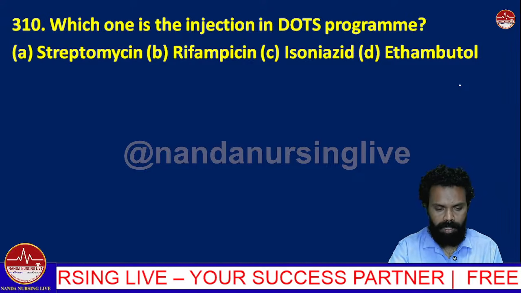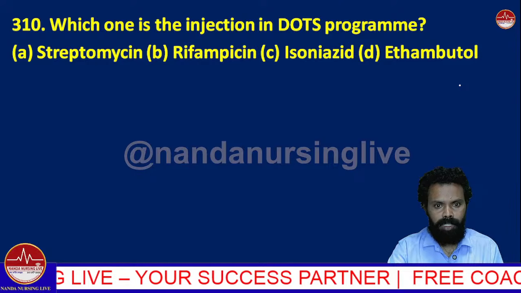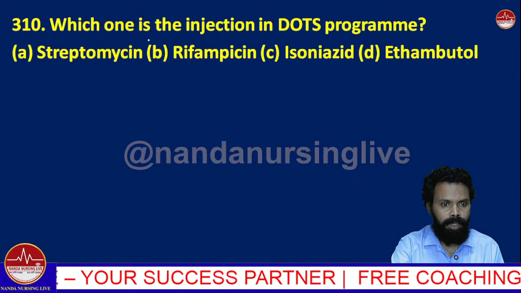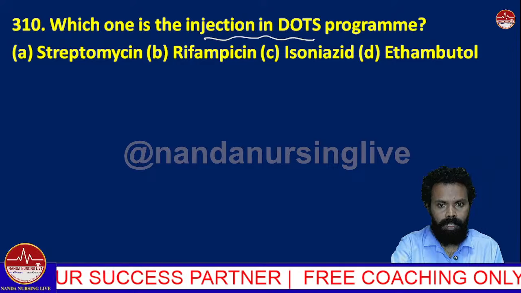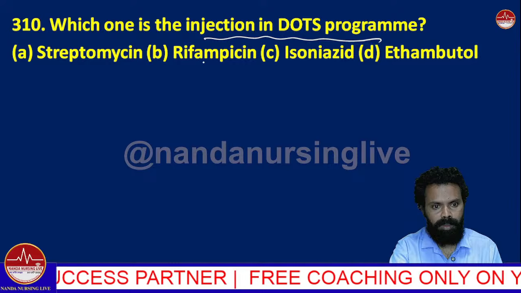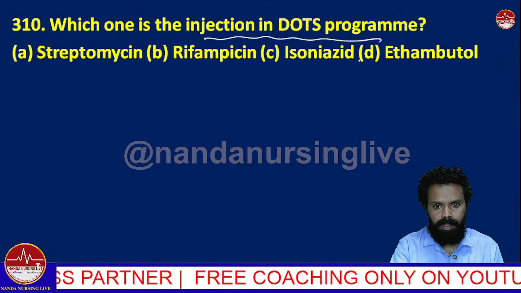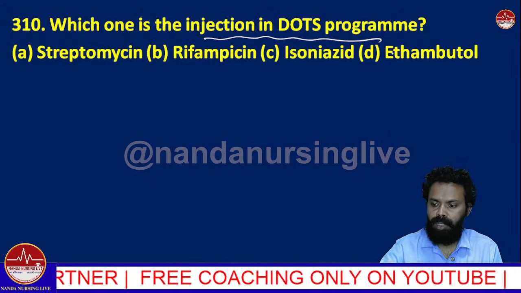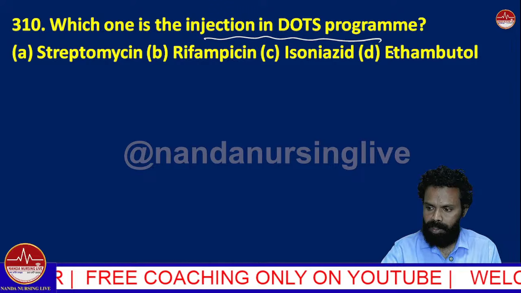Next question, question number 310. Which one is the injection in DOTS program? Option A is streptomycin, option B is rifampicin, option C is isoniazid, option D is ethambutol. So which option is the correct answer?